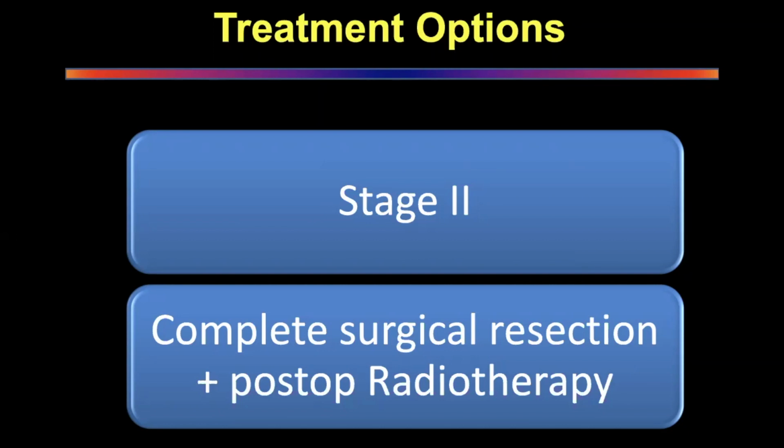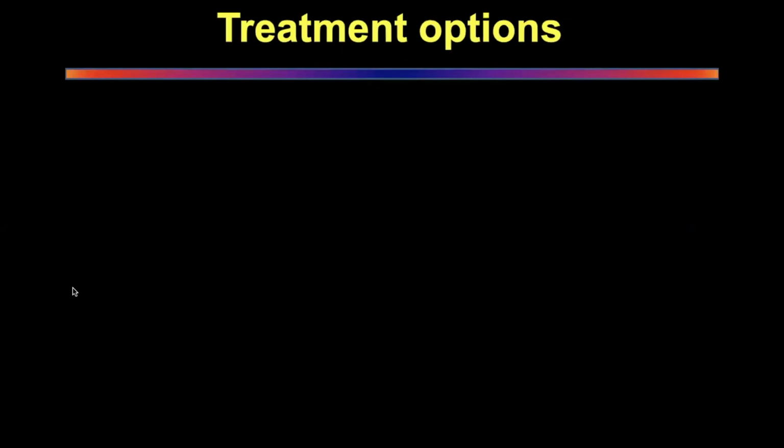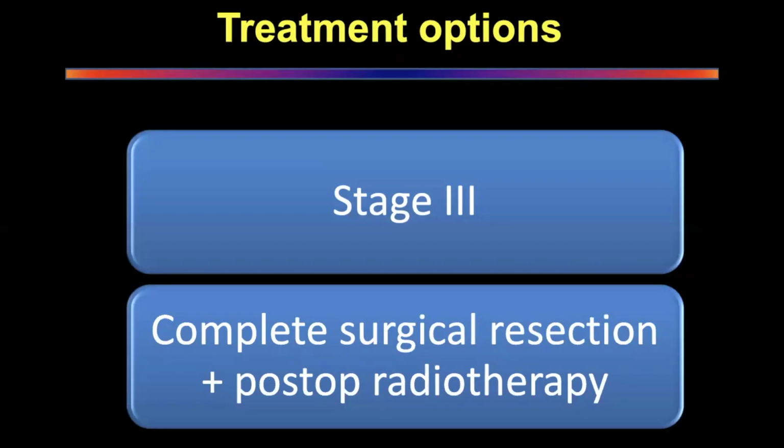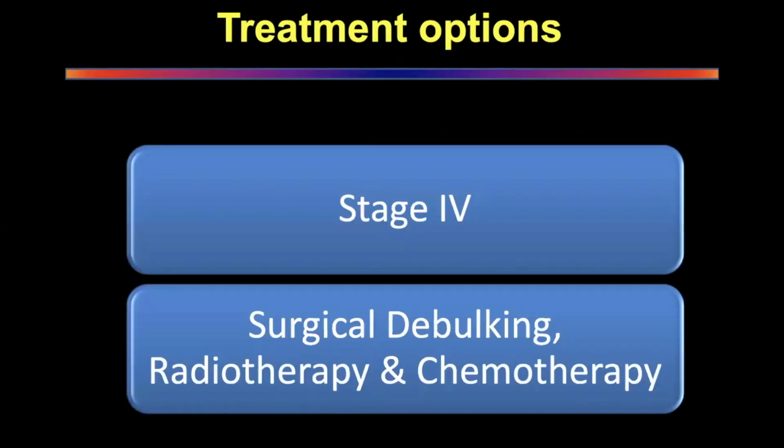If it is microscopic and the patient is old and fragile and he doesn't want radiotherapy, that's fine. But if it's a stage 2B, I'm a little more uneasy about not offering them radiotherapy. I would prefer them to have radiotherapy so that long-term survival is better for these patients. Stage 3, it is complete surgical resection, but definitely post-operative radiotherapy. Okay? Stage 4 is surgical debulking, radiotherapy, and chemotherapy.